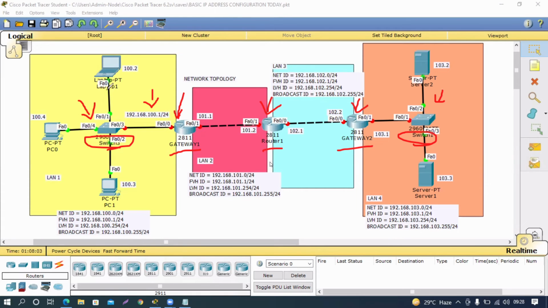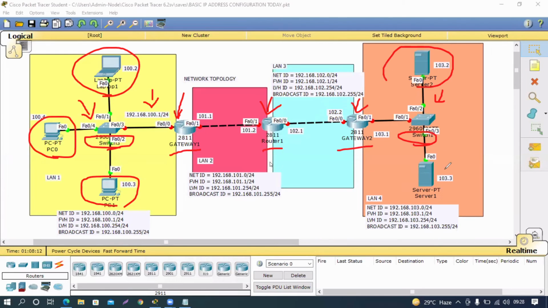How many systems do we have? How many laptops? One laptop. How many desktops? Two desktops. How many servers do we have? Two servers, server 1 and server 2.